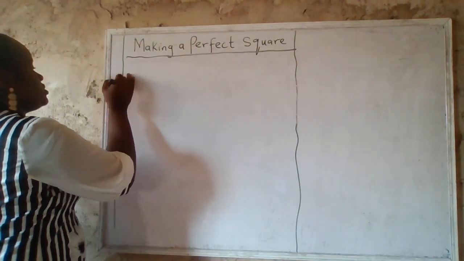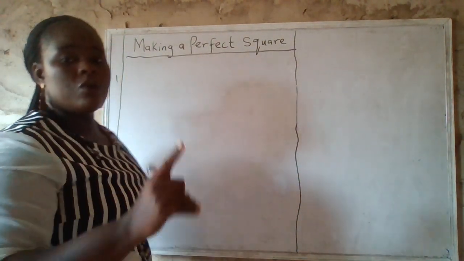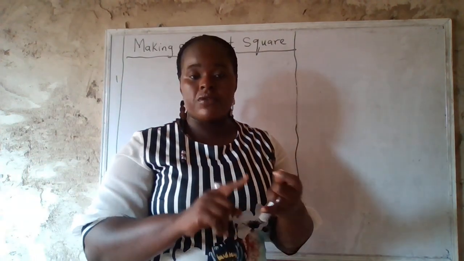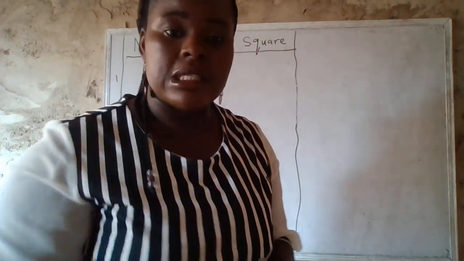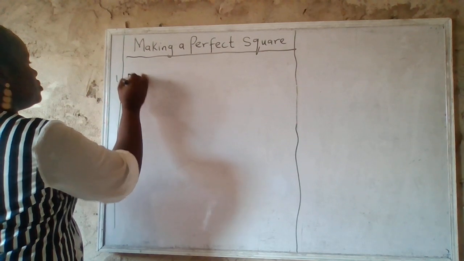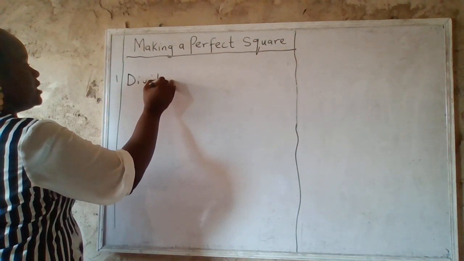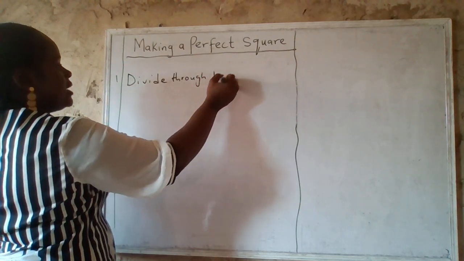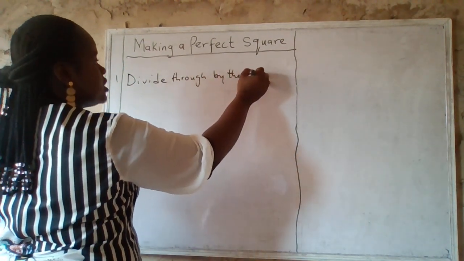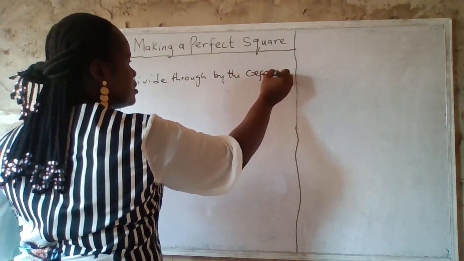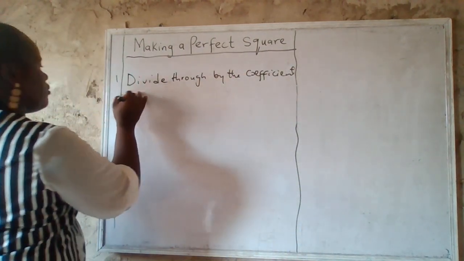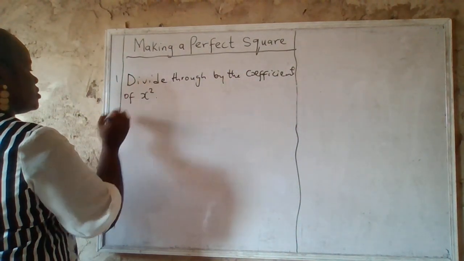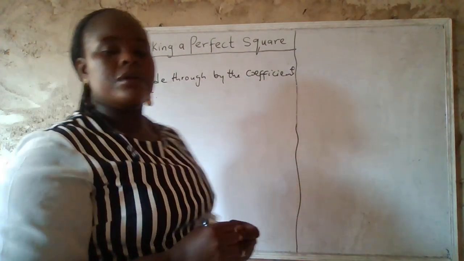The first one is to first of all identify the coefficient of x squared and divide through with it. So we are going to be dividing through by the coefficient of x squared.